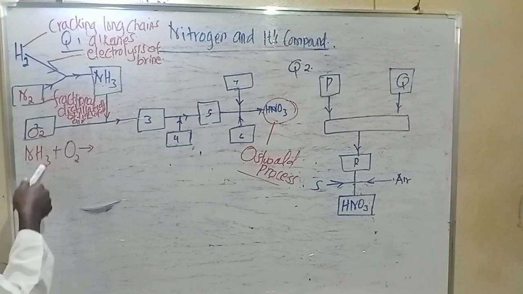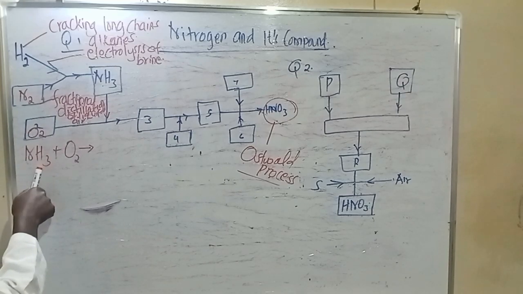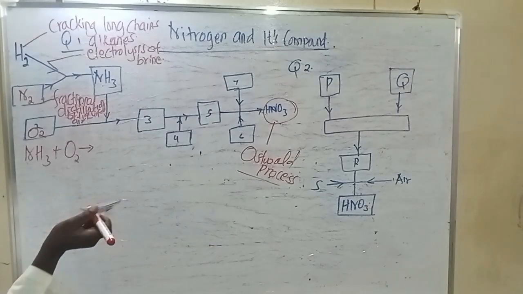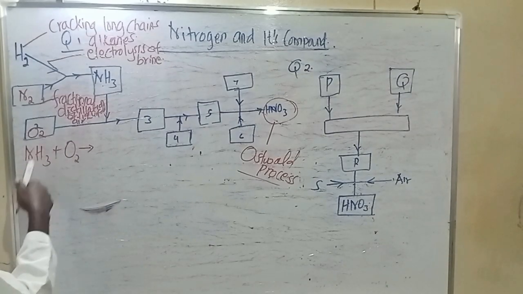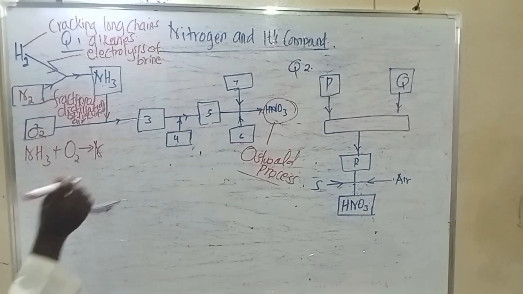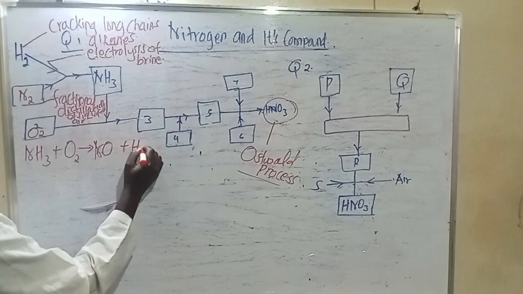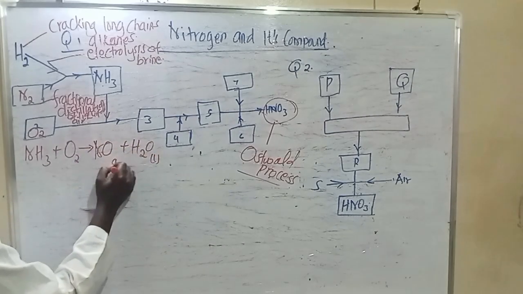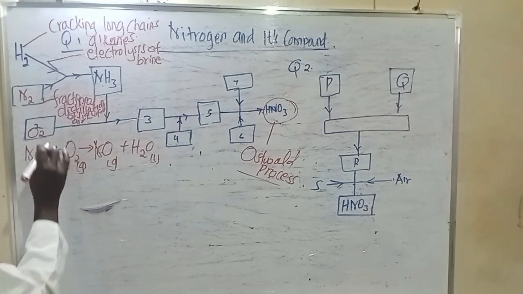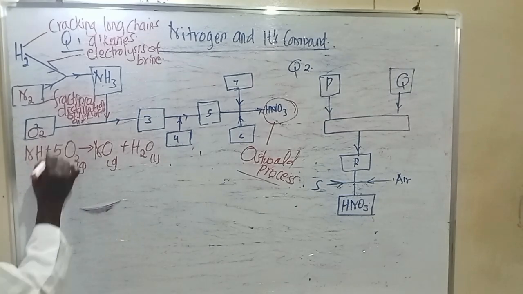Or oxidation. Simply this is the oxidation of ammonia. Normally it is catalytic oxidation of ammonia. Once you oxidize ammonia, you are going to get your nitrogen 2 oxide and water. We put the state symbols first. After putting our state symbols, we are going to balance by putting a 5 there.